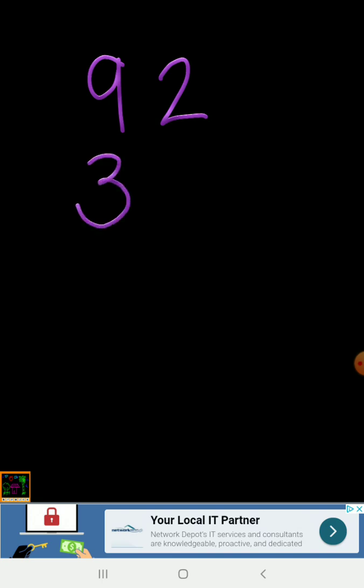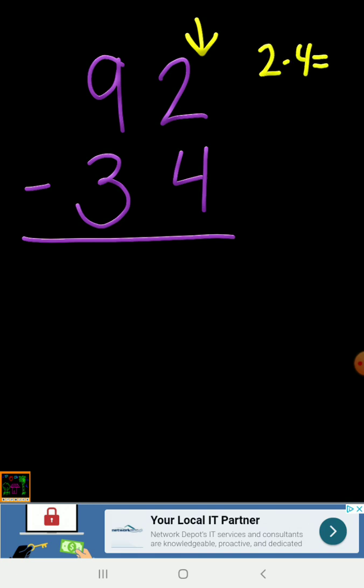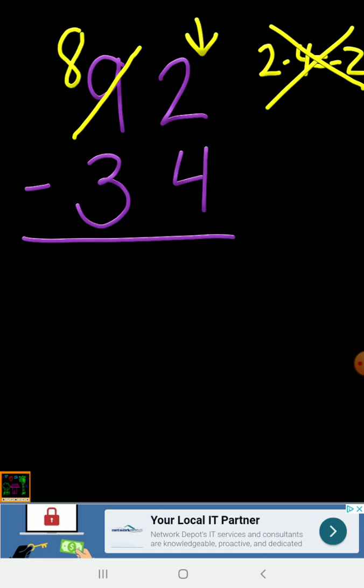So, for example, let's say you have 92, and we're subtracting 34. Start on the right side, so 2 minus 4 you can't do, because 2 minus 4 equals negative 2, and we can't do negatives. So I know I need to borrow. So 9 is going to become smaller, 1 smaller, so it's going to become 8. And then we carry a 1 right here.